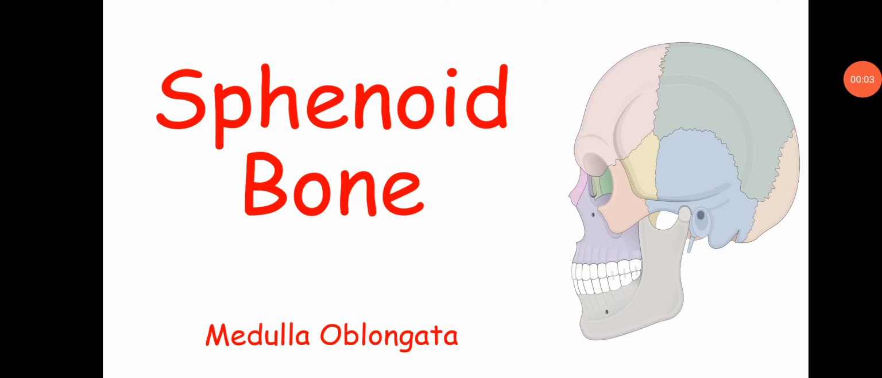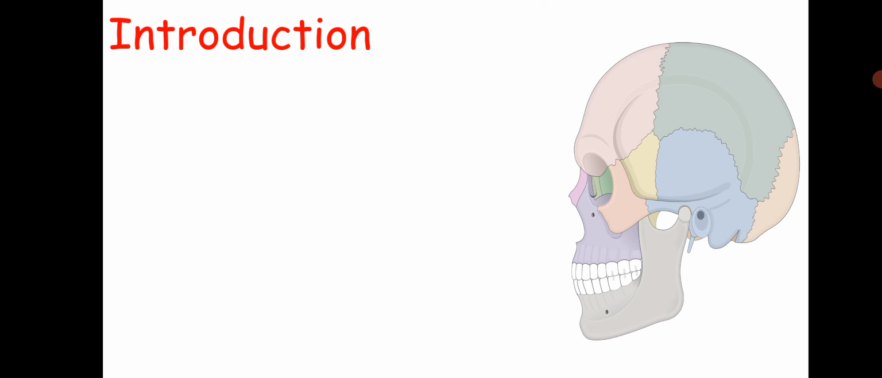Today we are going to talk about the sphenoid bone, and here at the side you can see the diagrammatic or schematic representation of the skull bones. The yellow color bone just anterior to the temporal bone, that is the blue color bone, is the sphenoid bone. And now we are going to talk about that. So let's start our topic with introduction.